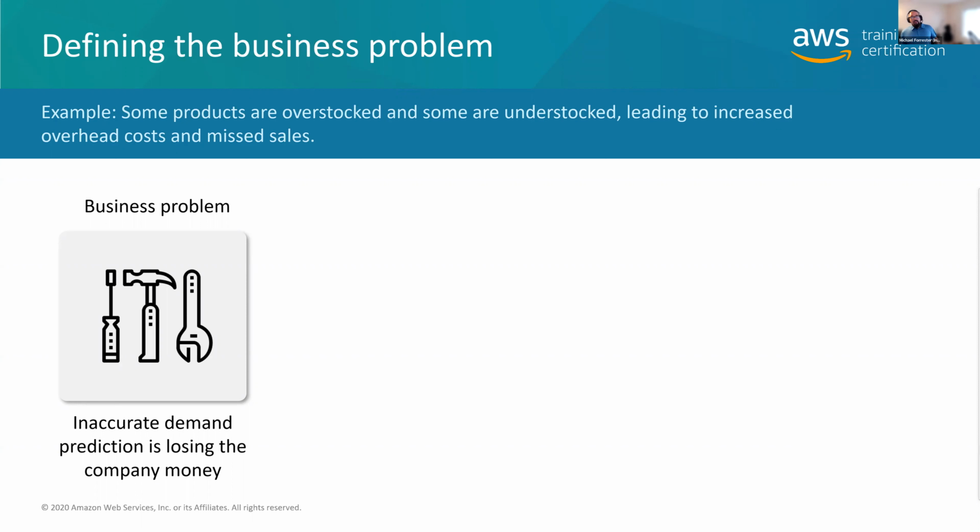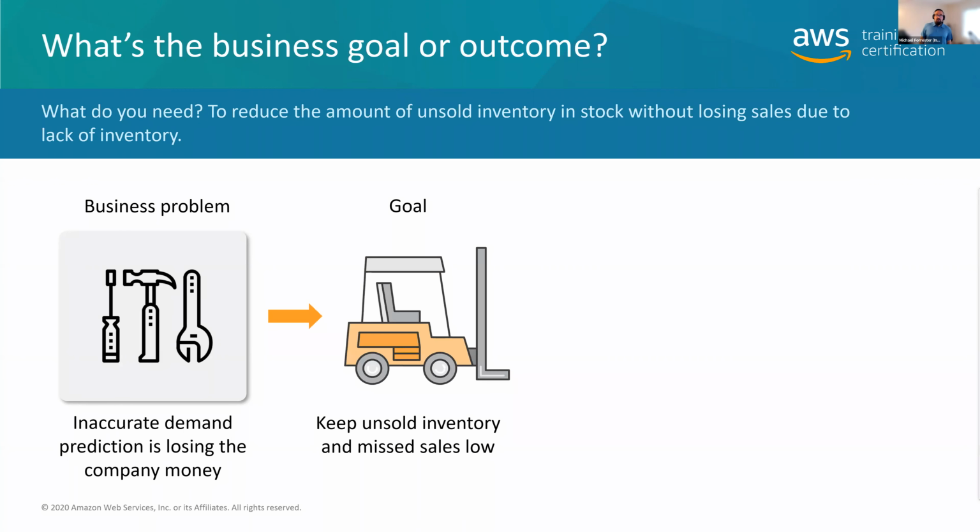Okay. So in this particular case, inaccurate demand prediction is losing the company money. That could be true, right? We have unsold inventory, we've missed sales opportunities. Or one of my favorite questions is, what if everyone who has ever bought from you was still a customer? What if everyone who had ever bought from you in the history of your sales was a customer, things like that.